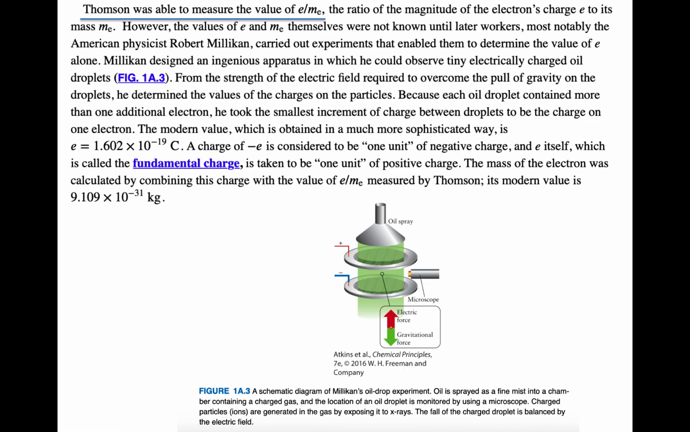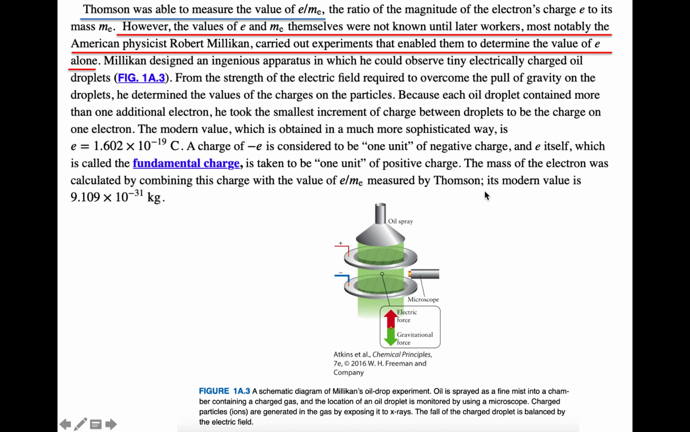Atkins goes on to say that the values of the charge and the mass themselves were not known until later on, most notably by the work of Millikan. So instead of simply having a ratio, Millikan is able to carry out experiments to determine the charge alone. I'm going to call foul here on Atkins. This isn't true. J.J. Thomson also conducted experiments in which he independently calculated the charge and independently calculated the mass. Subsequent experiments by Millikan were more convincing and more precise, but to say that these data did not exist before Millikan is not correct.